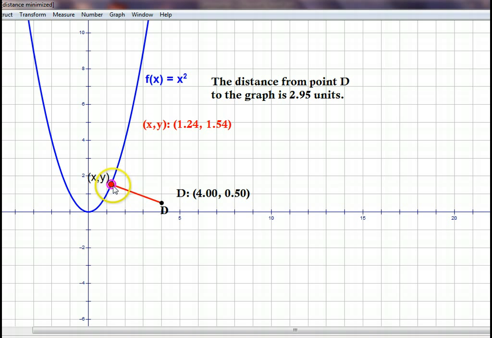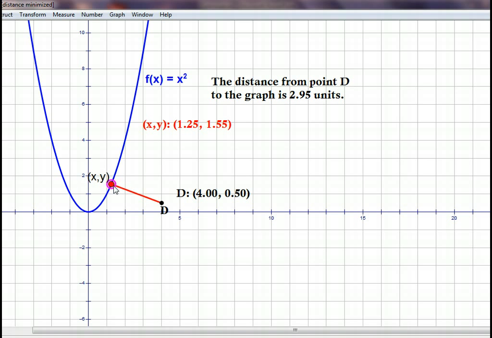Now you may think it's the horizontal distance, but it's not quite. Oh, look what happened there. Okay, so here we're at 2.99. It goes down to 2.95 and then back up to 2.696. So it's going to be somewhere in here around 2.95 units. It's going to be the least distance in between D and xy.